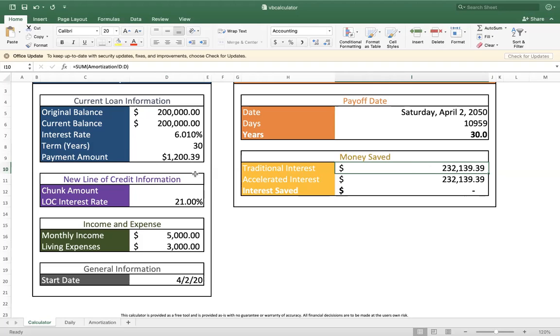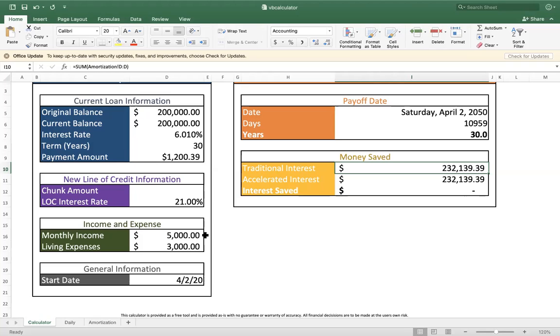Let me walk you down further into the calculator. This purple section, the new line of credit information, is the strategy. Using a line of credit is the strategy. I'm not going to explain much about that right now. I'm just explaining why this is here. And we're using a very high interest rate of 21%, like a credit card. We're going to show you how this plays out either in a future meeting or video.